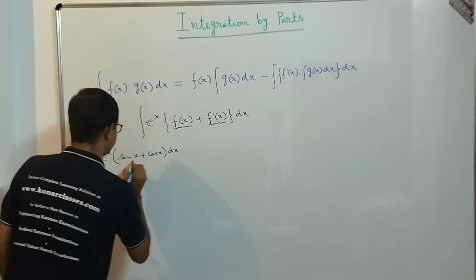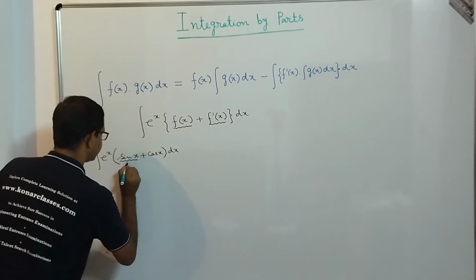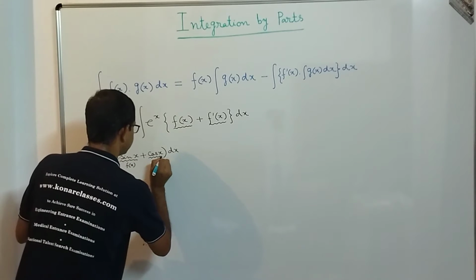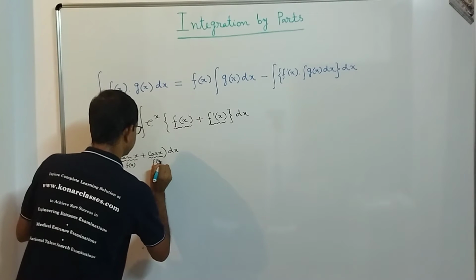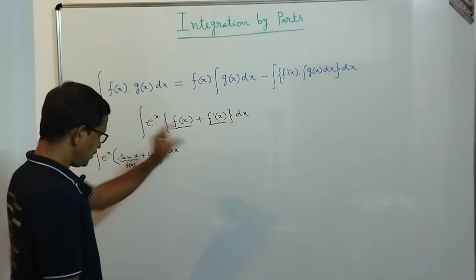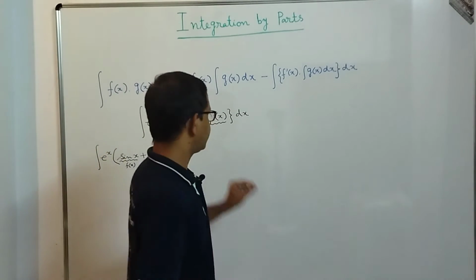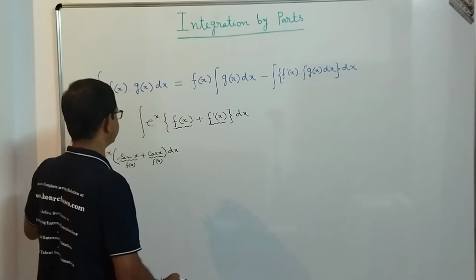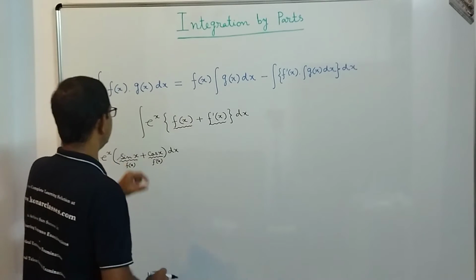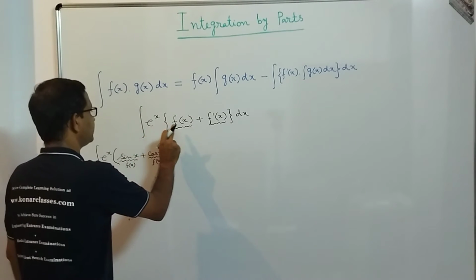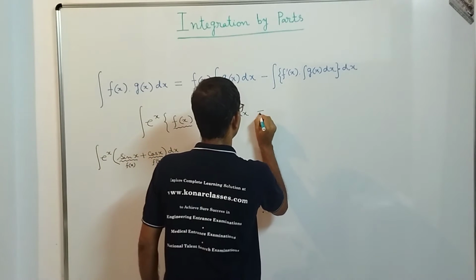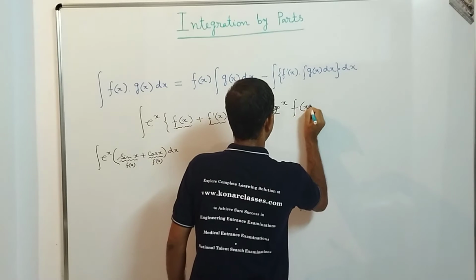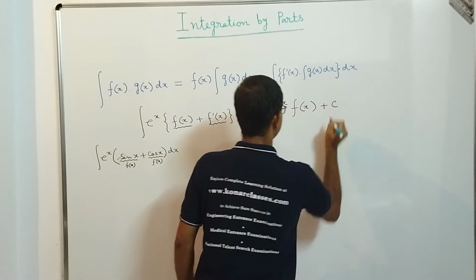dx. You see, if we consider sin x as f(x), then its differentiation is cos x, so that becomes f dash x. So we are going to see a technique to find the integration of this kind of function. Let me first explain the result. The integration of e power x into f(x) plus f dash x is equal to e power x f(x) plus one integrating constant c.